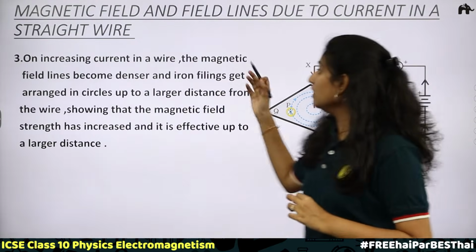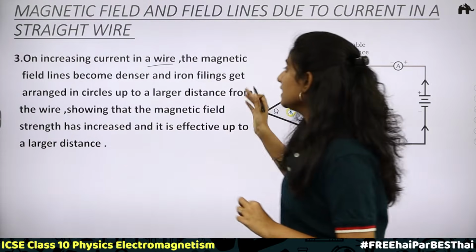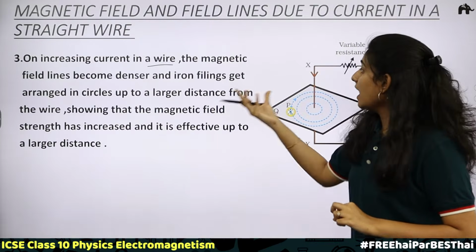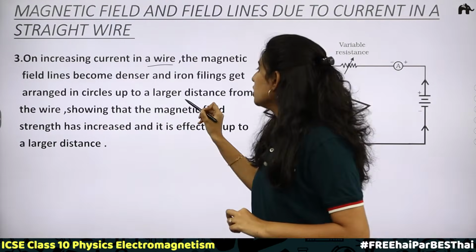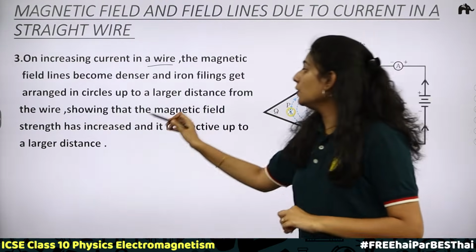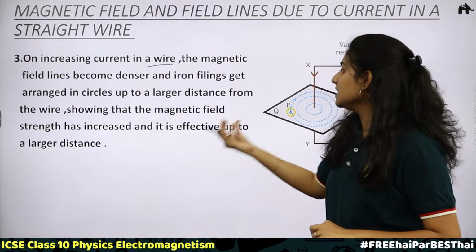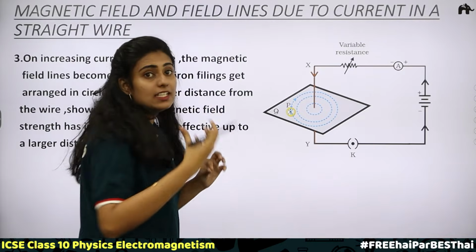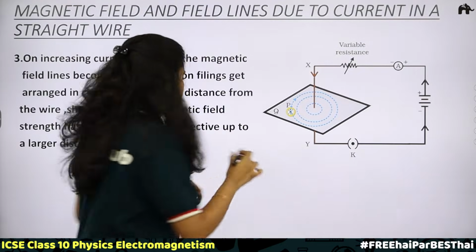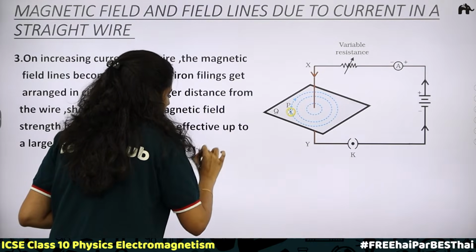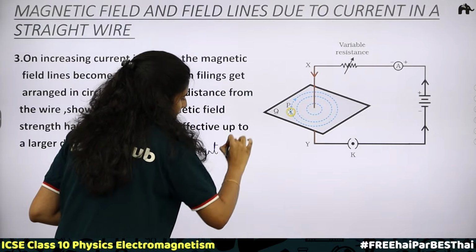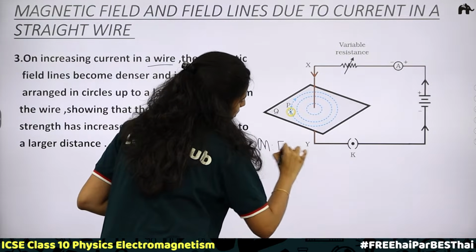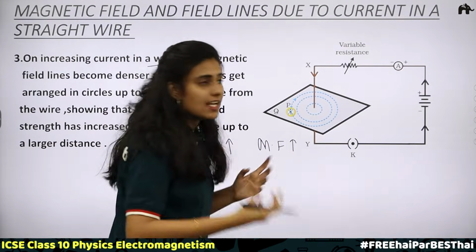Third observation: on increasing the current in a wire, the magnetic field lines become denser and iron filings get arranged in circles up to a larger distance from the wire, showing that the magnetic field strength has increased and it is effective up to a larger distance. So here what happens is you are increasing the current. When current increases, what happens to the magnetic field? According to this observation, when current increases, the magnetic field also increases. The magnetic field strength increases.